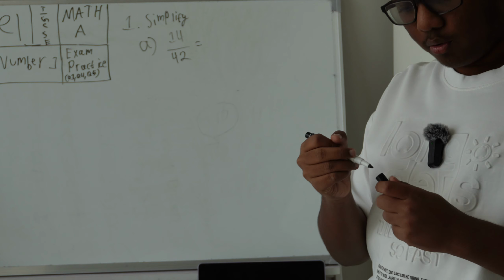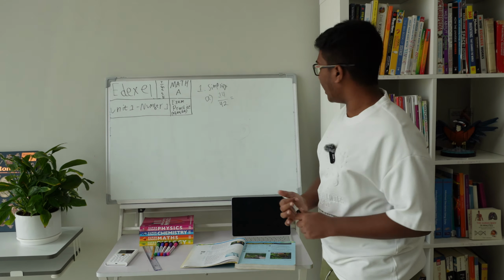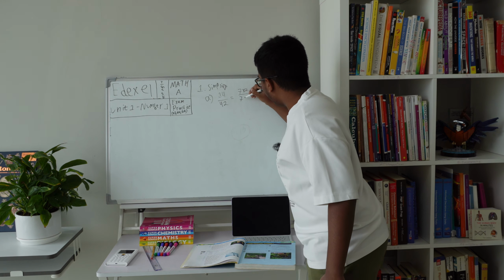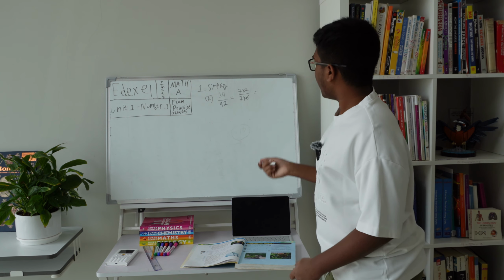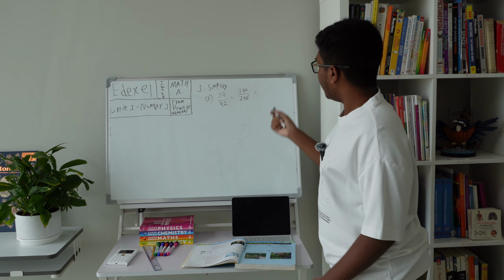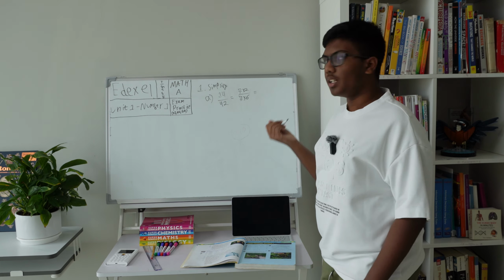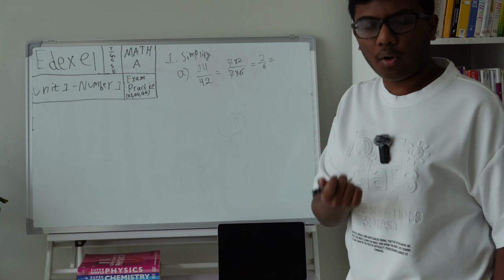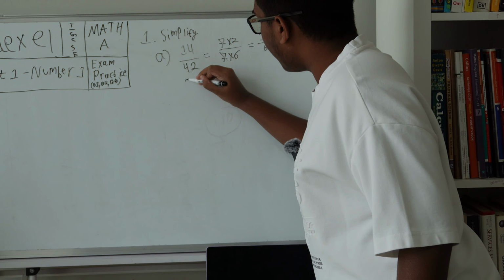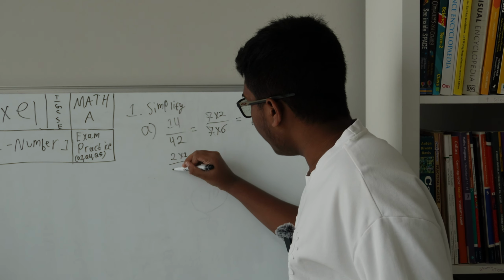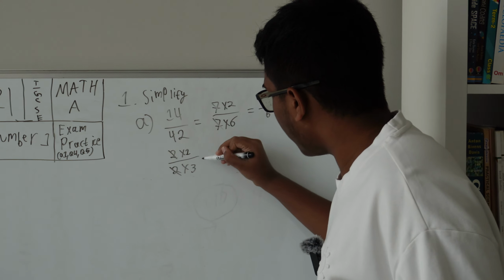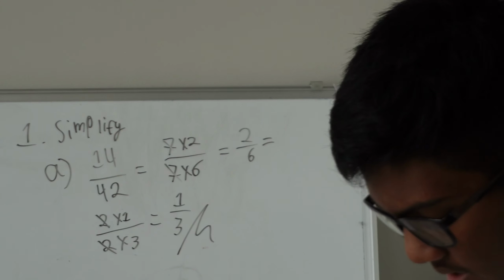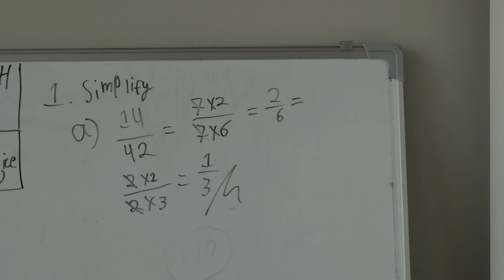So 14 over 42, think, what is a common factor there? So 14 is 7 times 2 and 42 is 7 times 6. Now you can see here 7 and 7 can be crossed out. And now we have 2 over 6. 2 over 6 by itself also has common factors. In this case, 2 times 1 and 6 is 2 times 3. So cross out the 2's and you get the simplest form, 1 over 3. See? It's pretty simple.